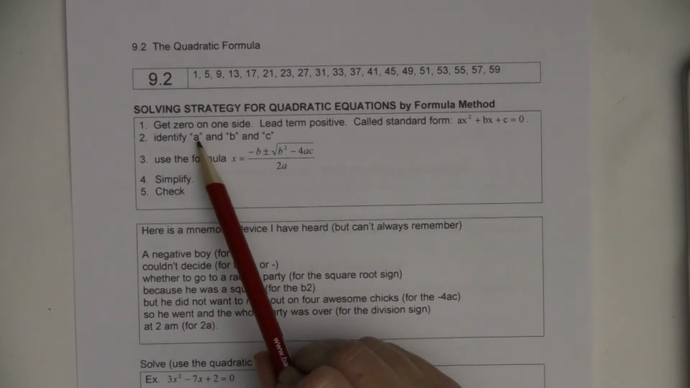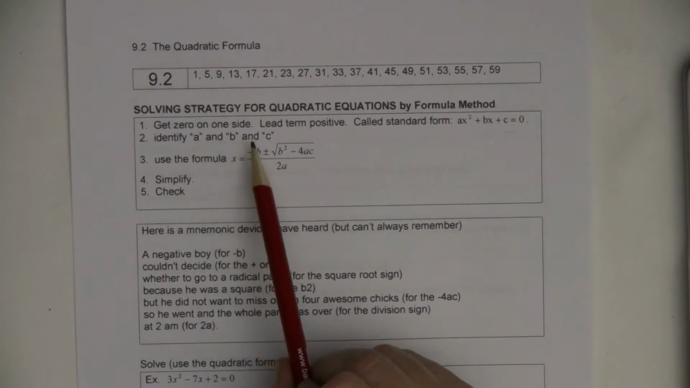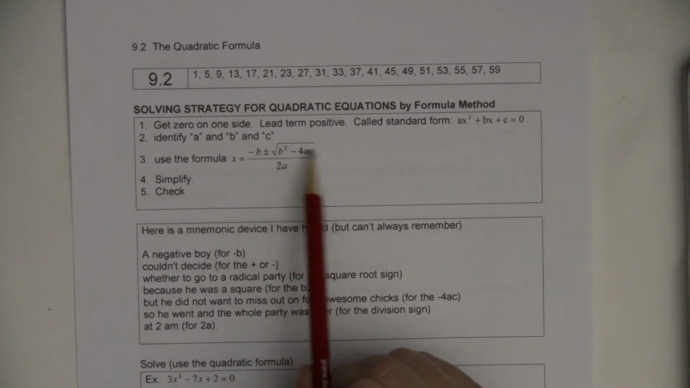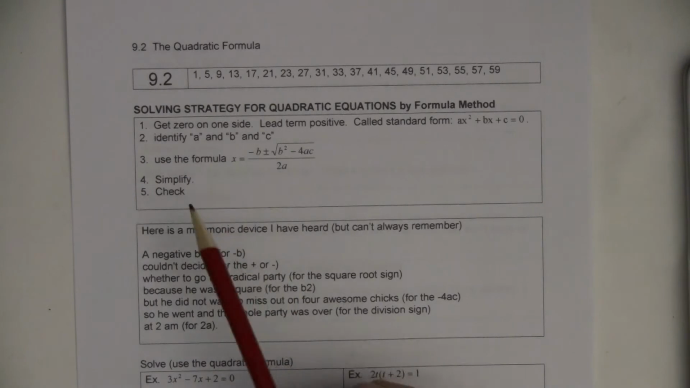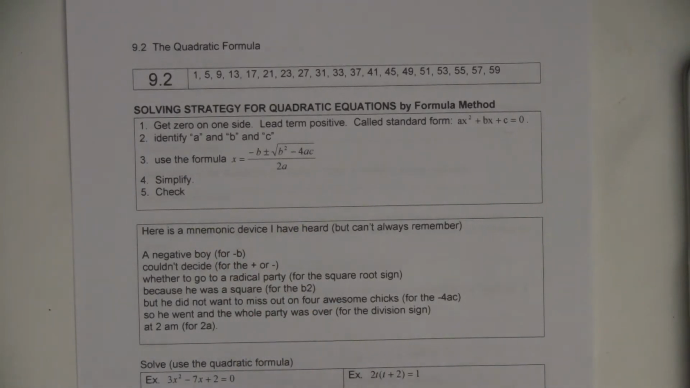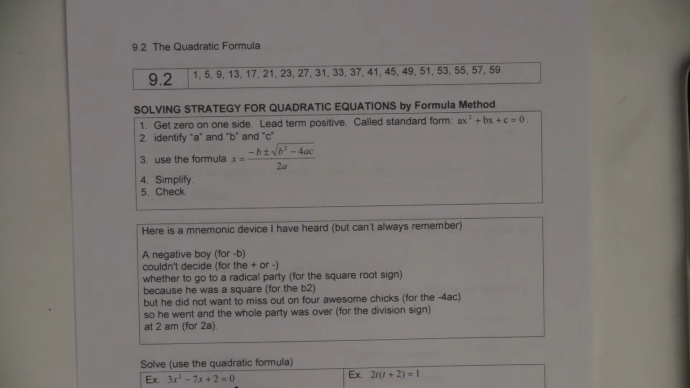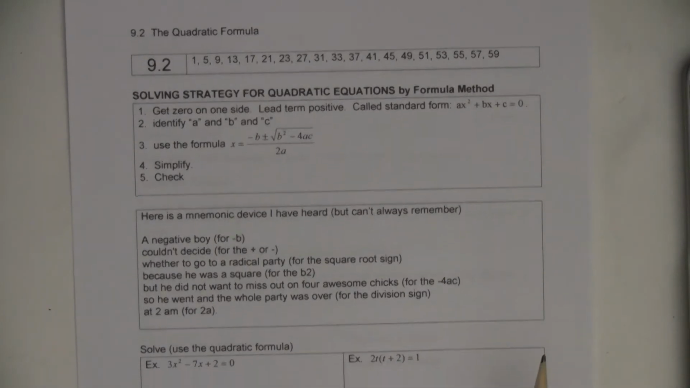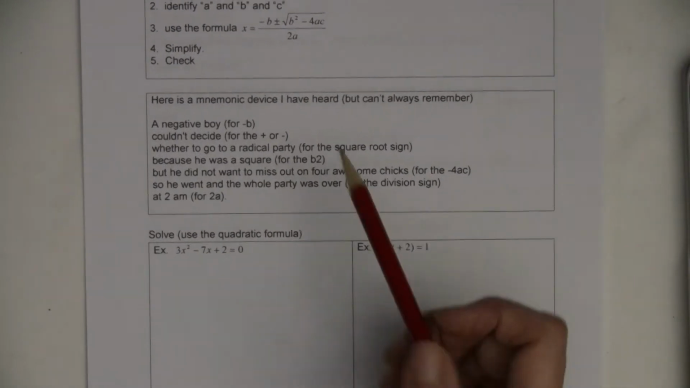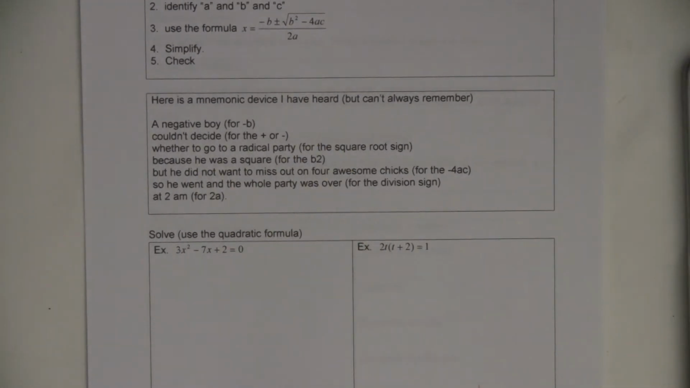You identify the number coefficients A and B and C, and you stuff them in the formula, and then you simplify and you check your answer. Some people like to use mnemonic devices, and you can go on YouTube and listen to billions of people singing the quadratic formula to Pop Goes the Weasel, if you like. And this is kind of how the song goes there.